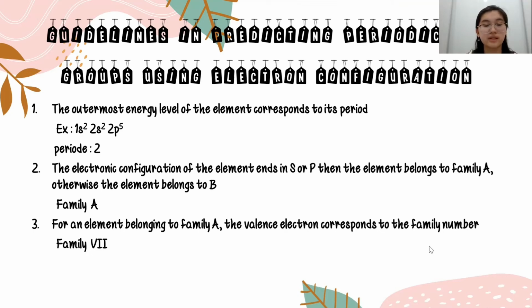So it's family A. And then the third, for an element belonging to family A, the valence electron corresponds to the family number. So in here the outermost energy level is 2, and then the electron is the 2s2, 2 electrons, and then 2p5, 5 electrons. 2 plus 5 is 7, so it's family 7.